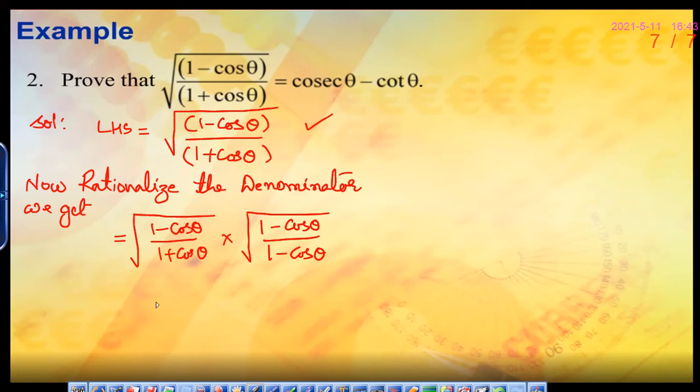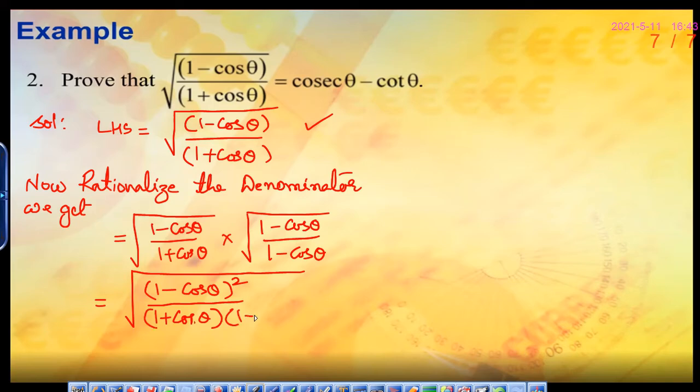So as you have a square root, you have used the under root here in rationalizing. So what will we get, children? Here we get under root of 1 minus cos theta whole square divided by 1 plus cos theta into 1 minus cos theta. As you know, root A into root B is equal to under root of A into B. So the same thing I have applied here.